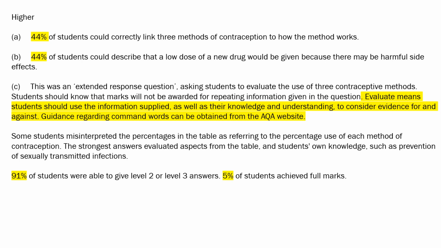Some students misinterpreted the percentages in the table as referring to the percentage use of each method of contraception, just like in the foundation. The strongest answers evaluated aspects from the table and the student's own knowledge, such as prevention of sexually transmitted infections, and 91% of students were able to give level 2 or level 3 answers, and 5% of students achieved full marks, only 5%.